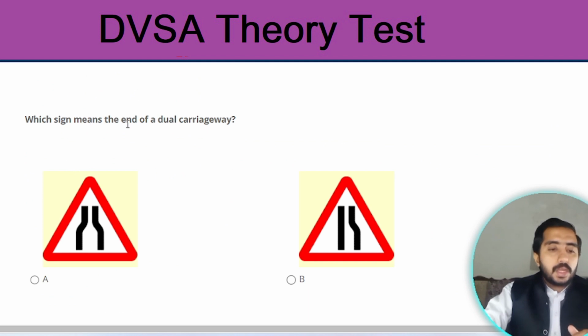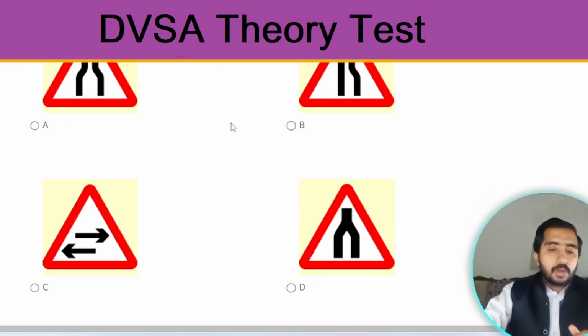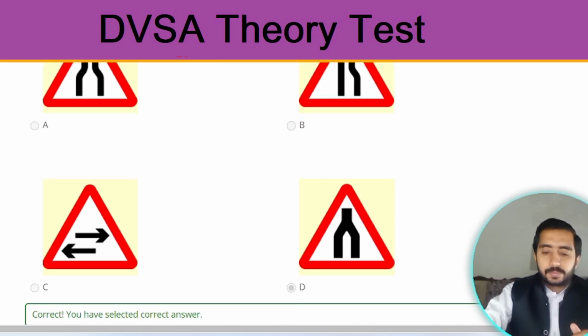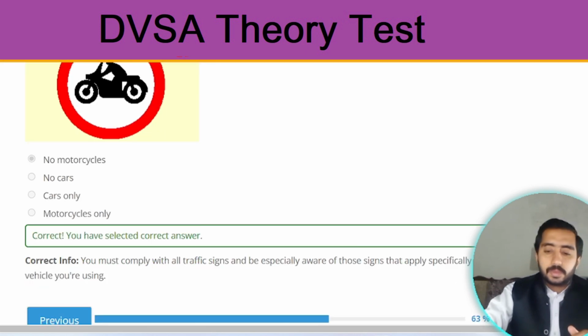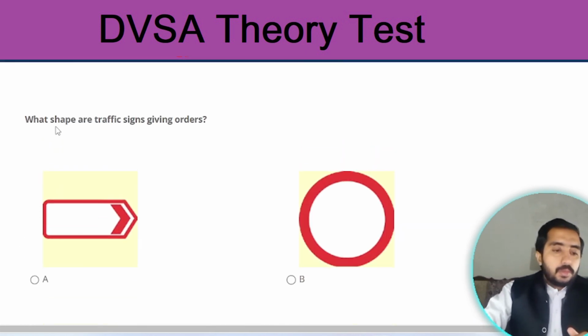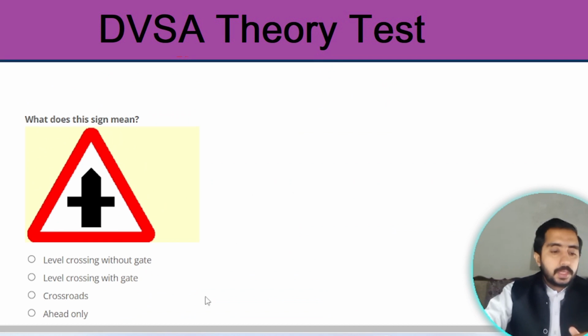Which sign means the end of a dual carriageway? The correct answer is option D. Next one. What does this sign mean? This sign is represented by no motorcycles. Okay, what shape are traffic signs giving orders? The correct answer is option B. Next one. This sign is represented by crossroad.